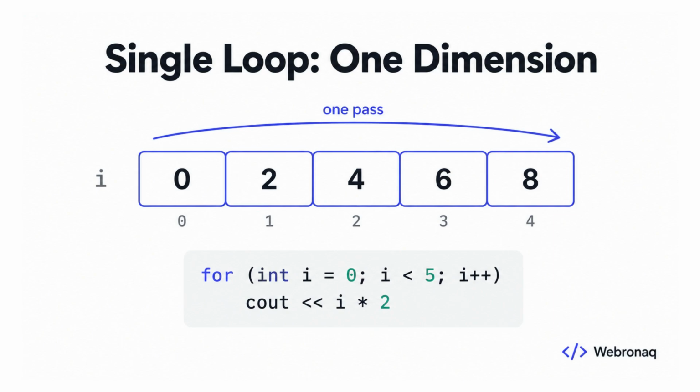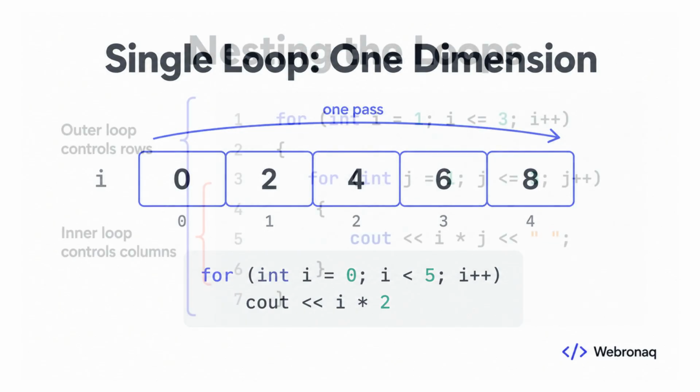Think of it as walking along a single row of cells, left to right, hitting each one exactly once. That one-dimensional rhythm is the building block. Now watch what happens when we place that exact same idea inside another loop and let it repeat. That is where things get interesting.